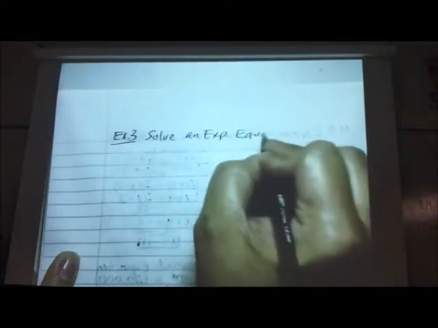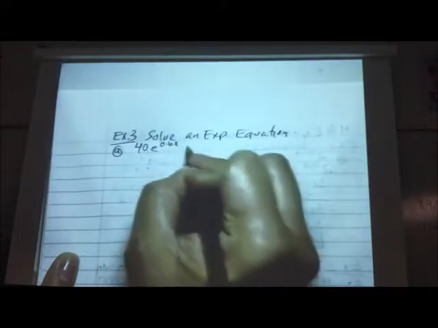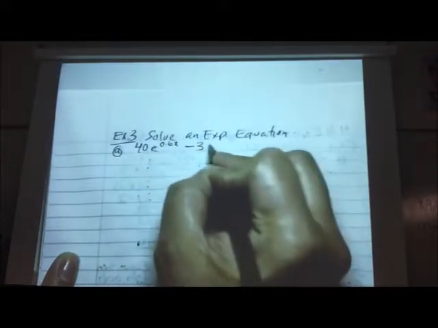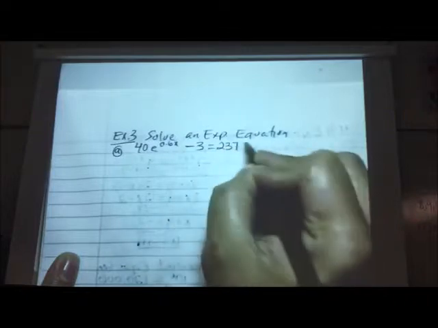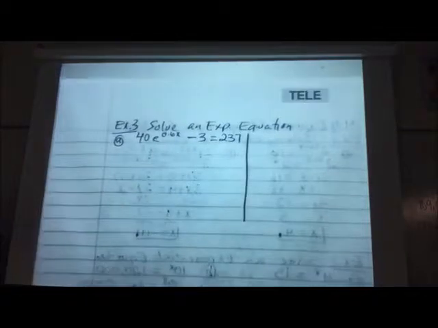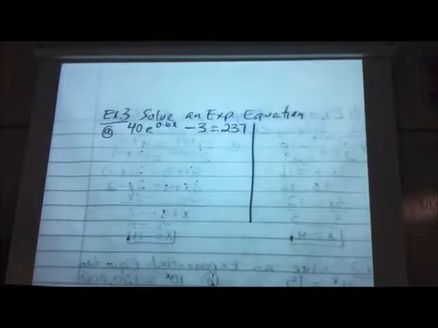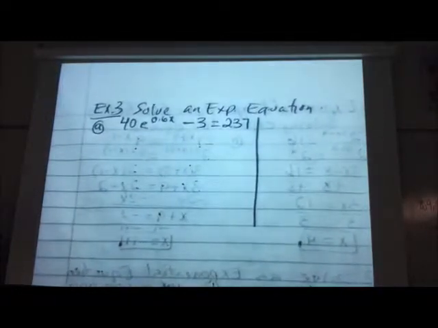Solve an exponential equation. Again, same thing. This one's going to look different, so it just depends on what you get, what we could do. It looks completely different, but we should still be able to work on this. So 40e to the exponent of 0.6x minus 3 equals 237.